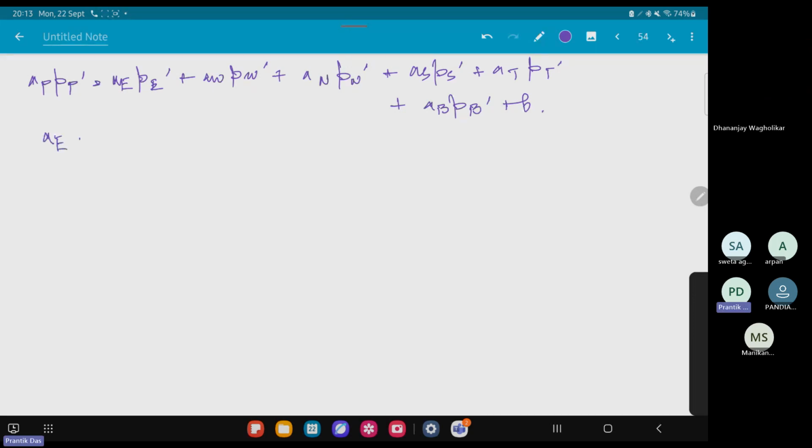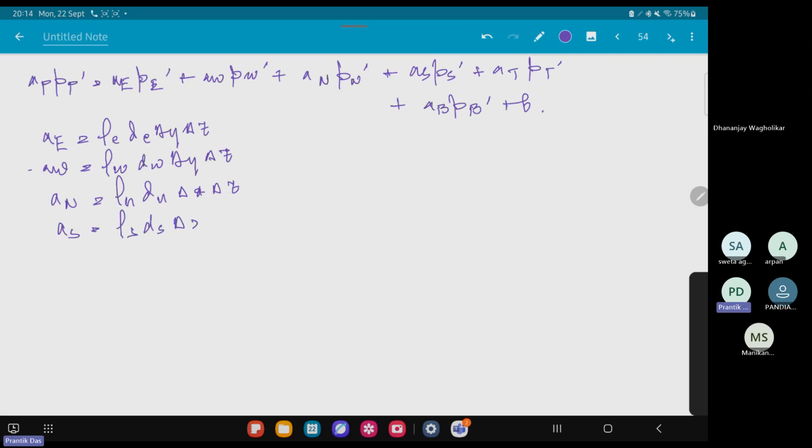So AE actually becomes rho E dE delta Y delta Z. AW becomes rho W dW delta Y delta Z. AN becomes rho N dN delta X delta Z, and AS becomes rho S dS delta X delta Z, and AB becomes rho B dB delta Y delta X, and AT becomes rho T dT delta X delta Y. Is it clear to all of you?